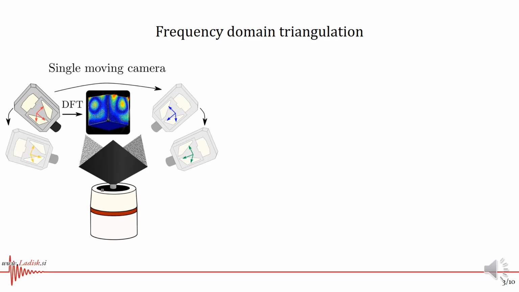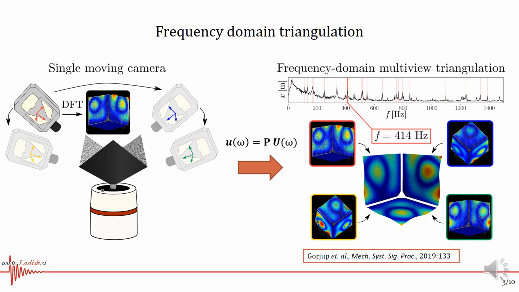Utilizing the properties of linearity and time invariance of a vibrating response under stationary excitation, frequency domain images of the observed operating deflection shapes are used to reconstruct the spatial operating deflection shapes of the object in a single frequency domain multiview triangulation step. The main assumptions are linearity and time invariance of the observed structure's response, along with the stationarity of excitation, facilitating single moving camera acquisition of the response without the need for time-synchronized multiview acquisition.